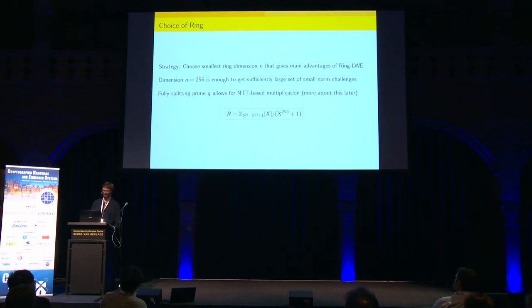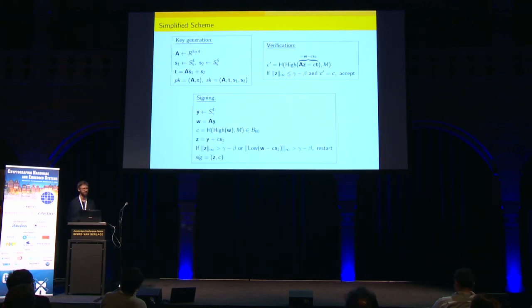So this is the ring we use, and with this introduction, I can now give a very short idea of how the scheme works. This is a simplified version. Actually, this is the Bai-Galbraith scheme from 2014, which differs from Dilithium mainly in that there is no public key compression. How does this work? For key generation, you essentially just sample an LWE sample. You pick a matrix A and then two short vectors S1 and S2 and compute T = A S1 + S2. So T is some LWE vector. Then you put A and T into your public key.